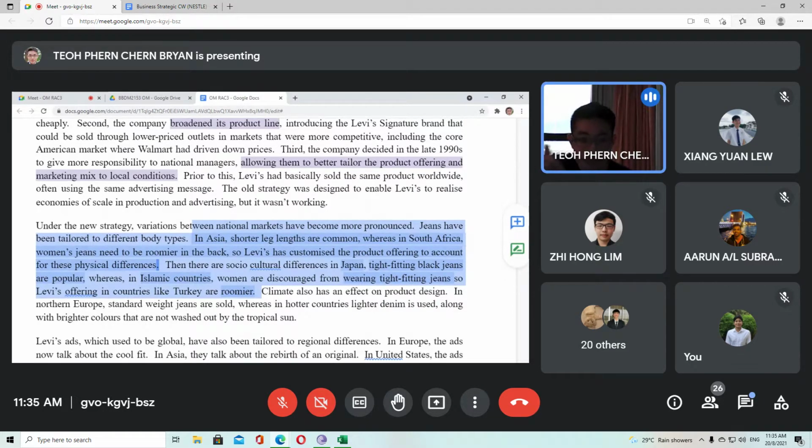Then South African women are a bit bigger than Asian women. Asian women will be smaller, right? So their jeans will need to be bigger. Japan, they like black color. Islamic countries don't want tight fitting, and Turkey also roomier, like South Africa, I think.